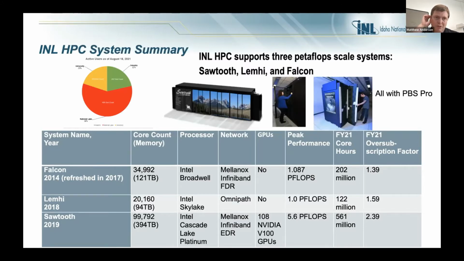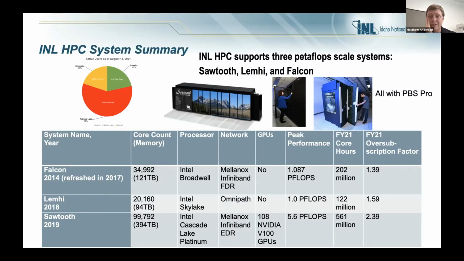A little over 50% of our users are national laboratory users doing research into nuclear energy. About 20% of our users are university users working in support of fuel characterization, again, nuclear energy type work. And then 22% of our users are industry users. These are active users, about 1,100 users right now. We support 3 petaflop scale systems, overall about 9 petaflops, if we count all our smaller systems as well. Falcon, about 35,000 cores, Limhi, about 20,000 cores, Sawtooth, 100,000 cores.